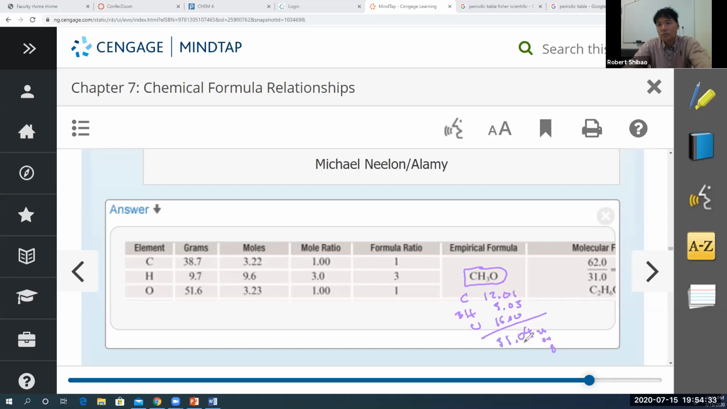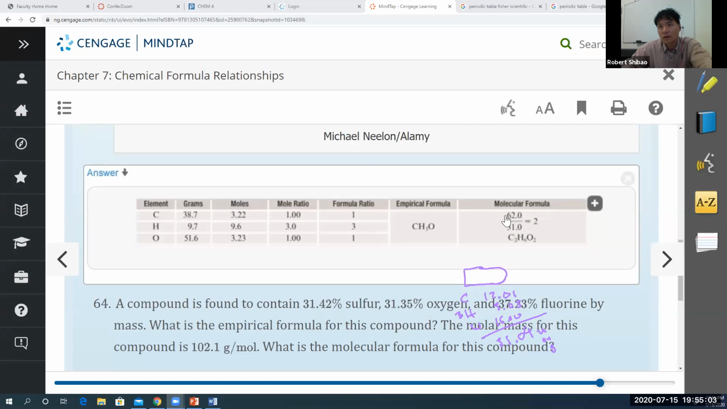Now, if the actual molecule weighs that, then this is the molecular formula. But the actual molecule doesn't weigh that. The actual molecule weighs 62, not 31. So the molecule is actually twice as heavy, and this is only half the molecule. If the molecule is twice as heavy, we have to double everything to account for that. Or you could take the ratio of the molecular mass over the empirical mass: 62 over 31 is 2, or you could just see that visually. So we need to double it, and the molecular formula is C2H6O2.